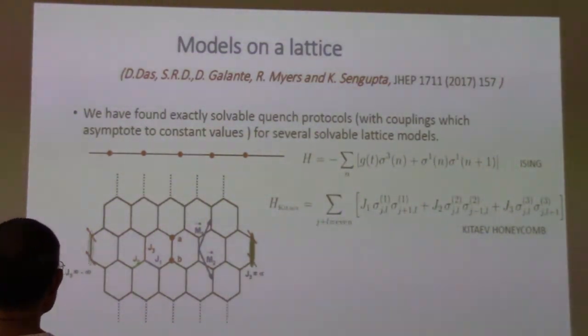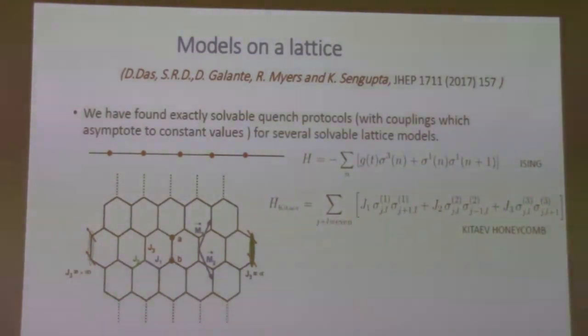The second model is written on what is called a honeycomb lattice in two space dimensions, and it involves Pauli matrices of all three kinds with some couplings which are specified by this. Now, typically, two-dimensional lattice models are almost never solvable. It's only one-dimensional lattice models that are solvable. And the reason why the Kitaev model is very famous is that Kitaev showed that you can solve this model exactly in equilibrium.